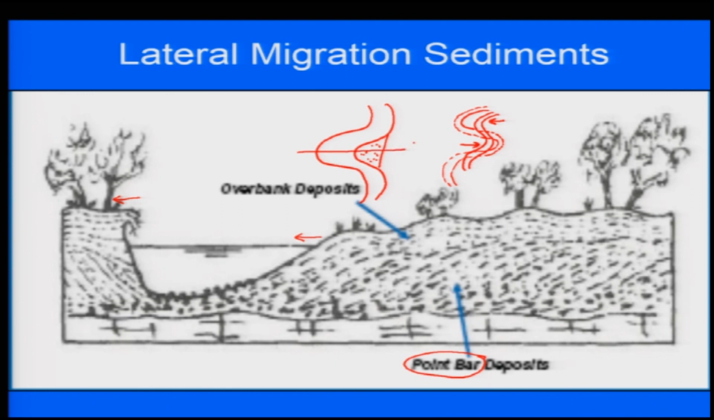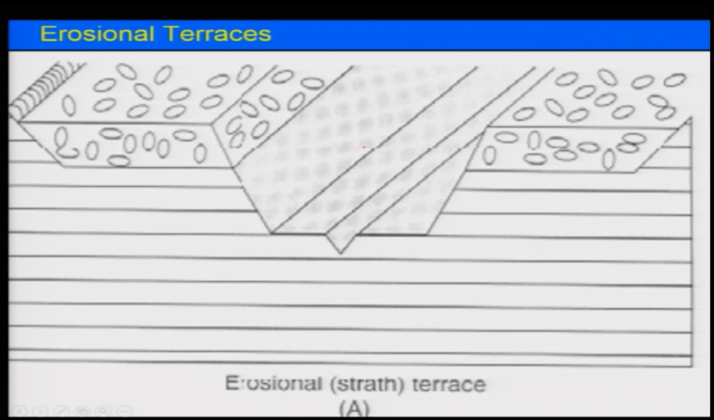Okay. So, if I put here B and A, then this is your A and B here. So, you will see very much exactly. So, this portion will have high energy conditions, this will have low. So, this will be the erosional bank, this will be the depositional bank. So, further the erosional terraces.